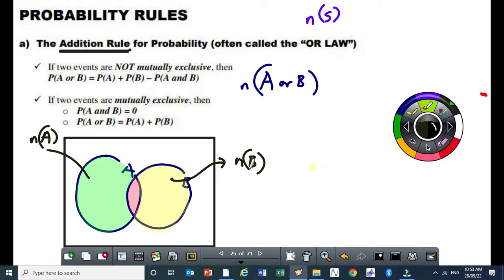When I say NB, I'm talking about the whole area, which includes the intersection, by the way. Please take note, I didn't say NA only. I said NA, it means we are also including the what? The intersection. When I say NB, we are also including the intersection. So how many times is the intersection counted? Twice. Are you following?